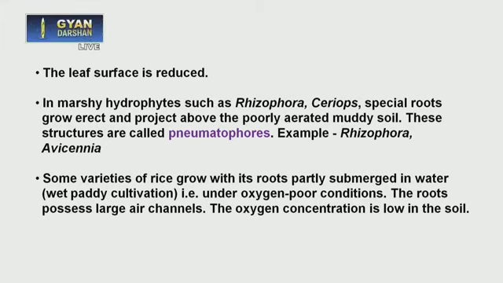Some varieties of rice grow with its roots partly submerged in water. You know that rice is a water loving plant. You know it needs a lot of irrigation, rice. In the rice agricultural field, if you have gone, you must have seen that there is always waterlogging because it needs irrigation water.